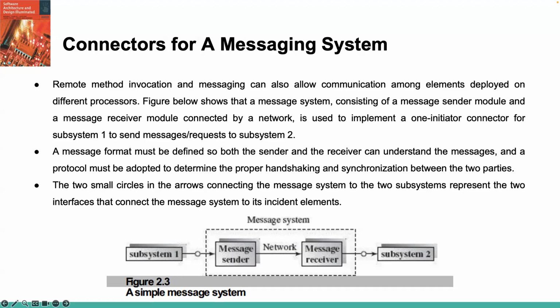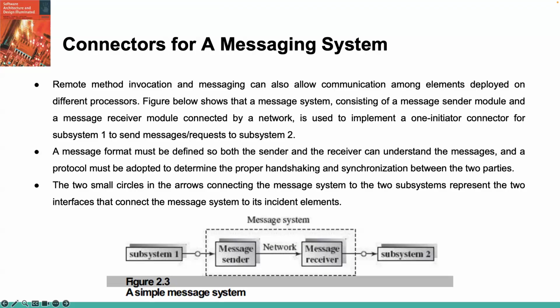The protocol might include things like subsystem 1 sends a ready signal before sending a message. Subsystem 2 sends an acknowledgement once it receives the message. If subsystem 2 doesn't acknowledge, subsystem 1 retries after a certain amount of time. This ensures the two systems can communicate smoothly, even if there are delays or interruptions in the network.